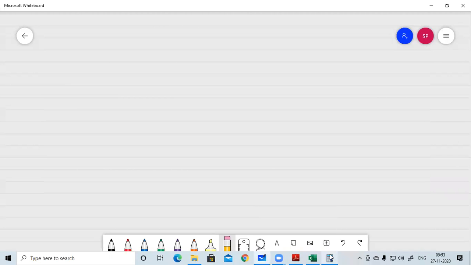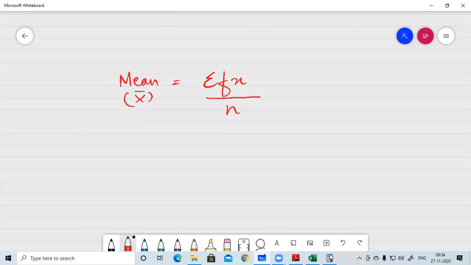The formula for mean under grouped data: mean is equal to summation fx upon n. I repeat, summation fx upon n. Now, what does each alphabet stand for? f is equal to your frequency. x is equal to your midpoint.